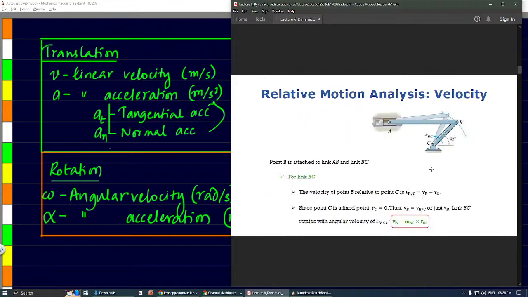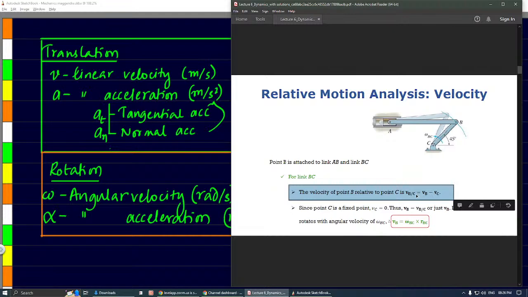Once this is the situation, then we can find the velocity of any point on the object by using the relative velocity method. Here the first equation is given: velocity of B with respect to C.